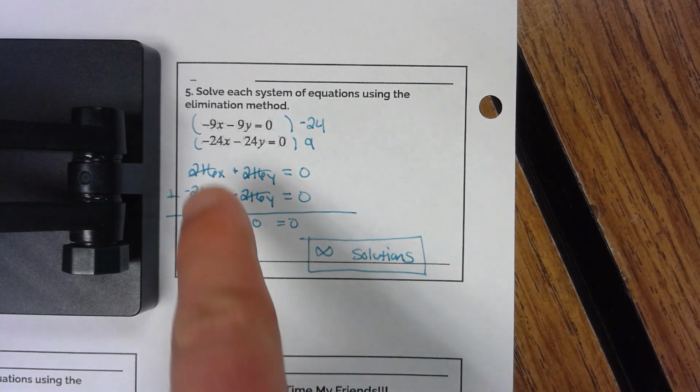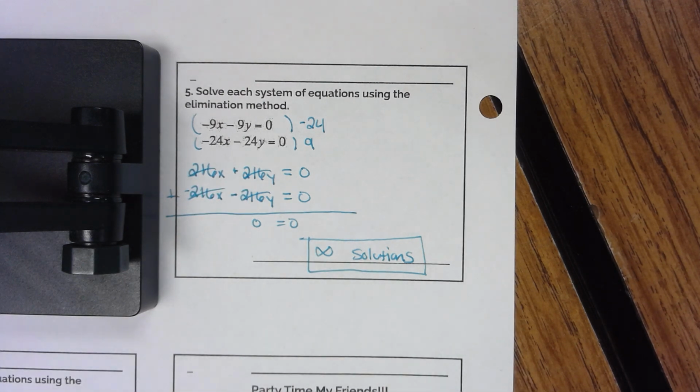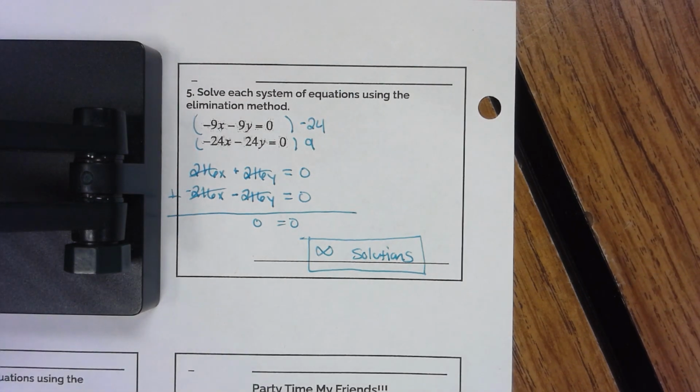Then the bottom equation, I multiply that by how many x's are up top, which are 9. That gives me negative 216x, negative 216y. Everything eliminates, making our solution 0 equals 0. That is a true statement. And thus we have infinitely many solutions. And we're going to stop right there for today.